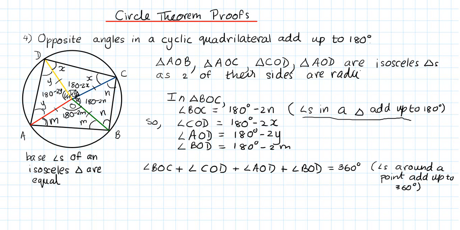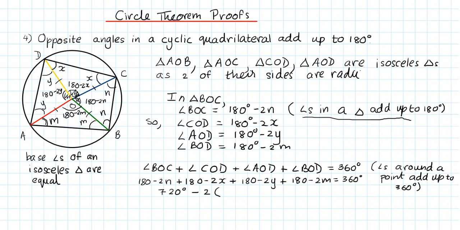So this will be 180 minus 2n plus 180 minus 2x plus 180 minus 2y plus 180 minus 2m is equal to 360. Now since there are four 180s over here, it would add up to 720. And I can factorize the rest as minus 2 times n plus x plus y plus m, equals 360 degrees.